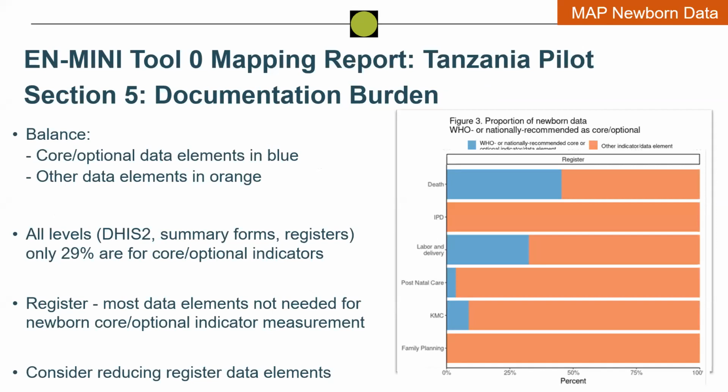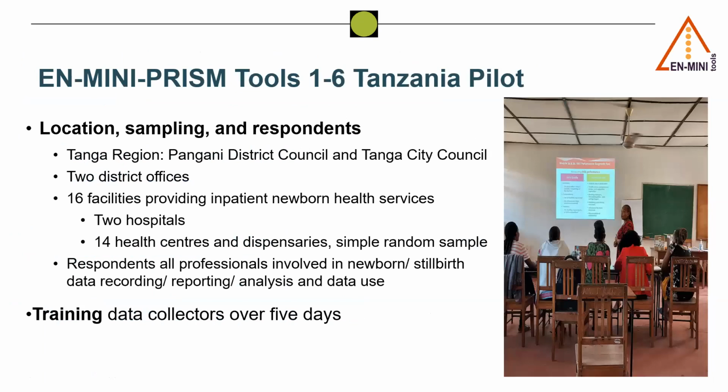In Tanzania, at all levels, this is our DHIS2 summary form registers, only 29% of the data elements are needed for core or optional indicator measurements. The figure on this slide shows the register level, and most of the data elements are in orange, not needed for newborn core or optional indicator measurements. So we can consider reducing register data elements so that we can reduce the burden on healthcare workers, and have them more time to care for patients instead of collecting data elements which are not needed for core indicator measurements. Thank you. Now I'm passing to my colleague, Jacqueline.